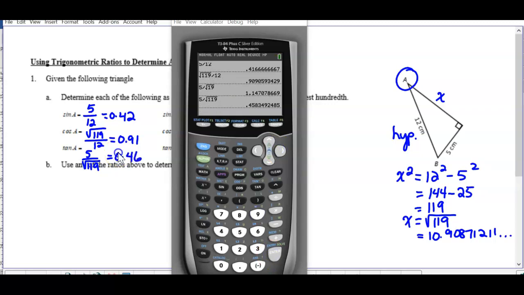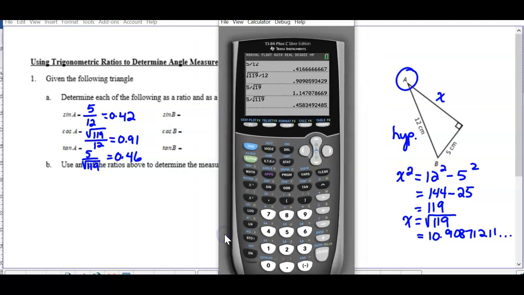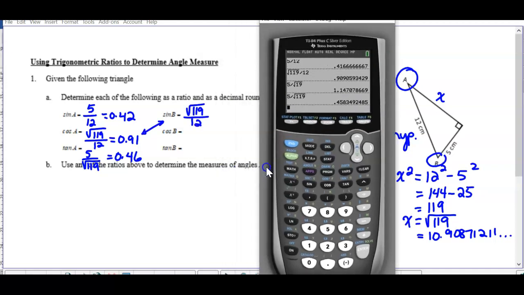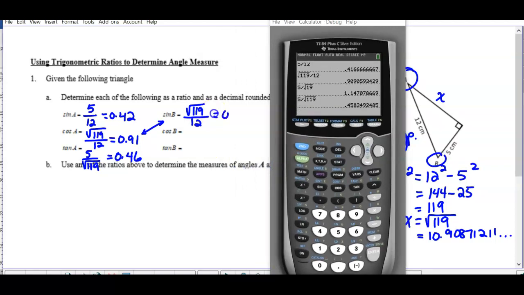0.46, nearest hundredth. If it's got a radical in the denominator, like in tan of A, we will end up rationalizing it. For right now, we're going to leave it like that. Then for B, so now we're at B doing sine, which is opposite, root 119 over hypotenuse. Notice how it's the same as cosine of A. So this is going to be 0.91.